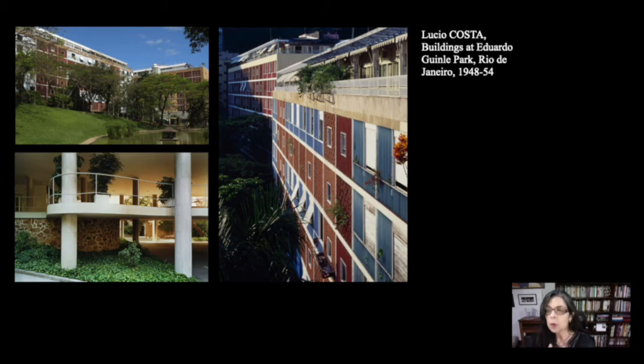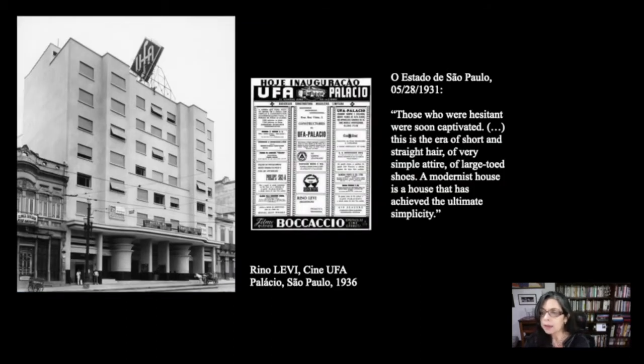were committed to another reading of a local adaptation of modern architectural achievements, such as rational form, standardization, and the economy of construction. In their projects, the idea of simplicity visually translates into prismatic volumes, straight lines, no ornamentation. One of these architects was Rino Levi, who designed the Cine Ufa Palácio in 1938.